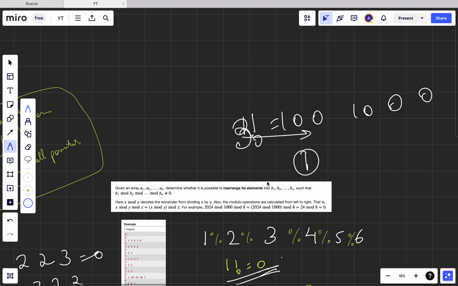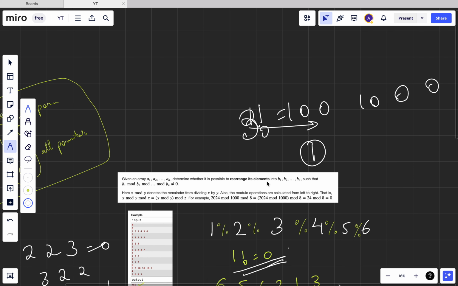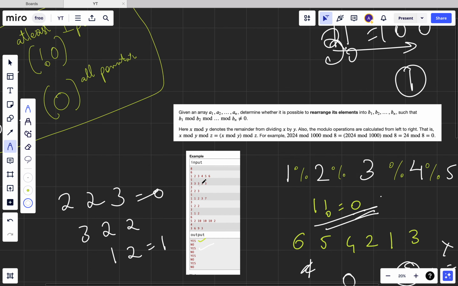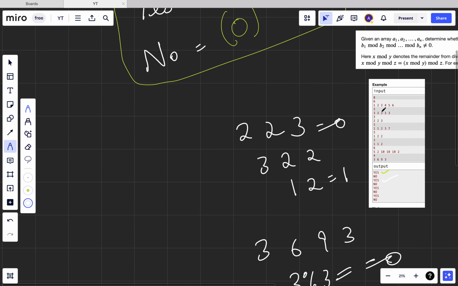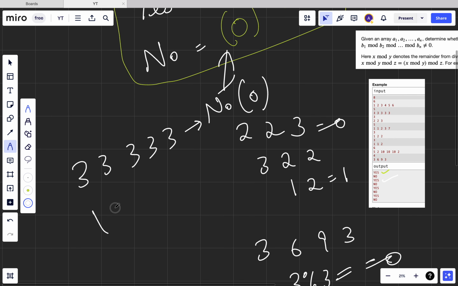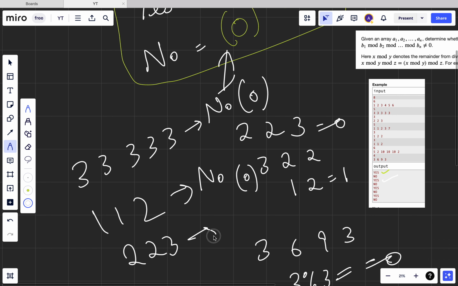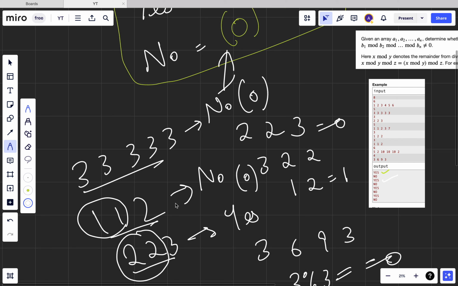Now this is one condition we got, but there can be many other conditions, right? If all the numbers are equal, like 3, 3, 3, 3, 3, they gave us no, which means the remainder will be 0 every time. Let's try 1, 2, 3, 1, 2, 3. They gave us no, every time it will be 0. Let's see 2, 2, 3, 2, 3. They gave us yes. So if we sort it and two small numbers come, it can be no or yes depending on the test case.